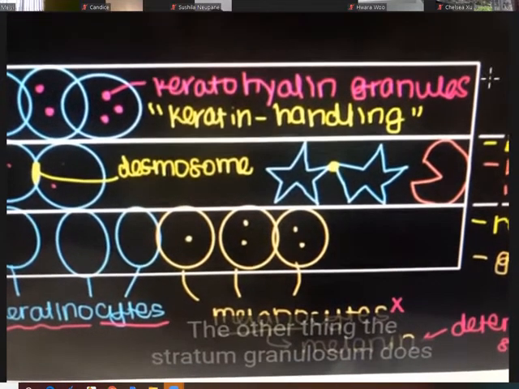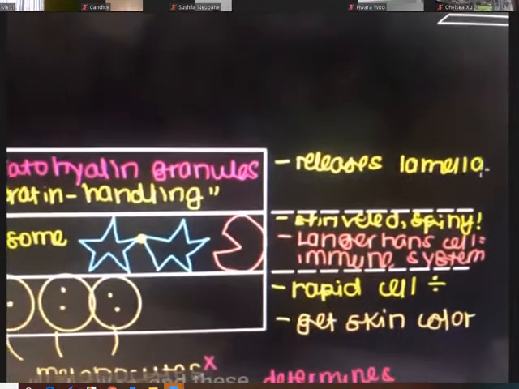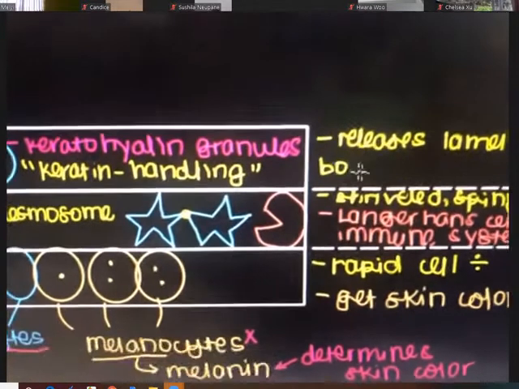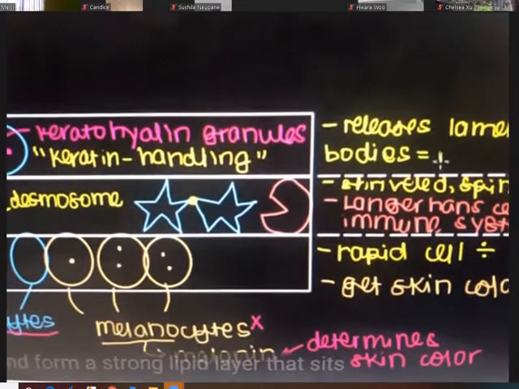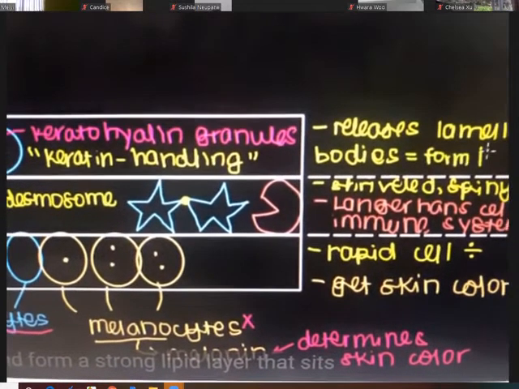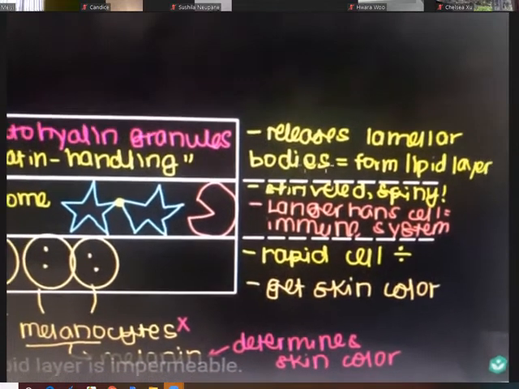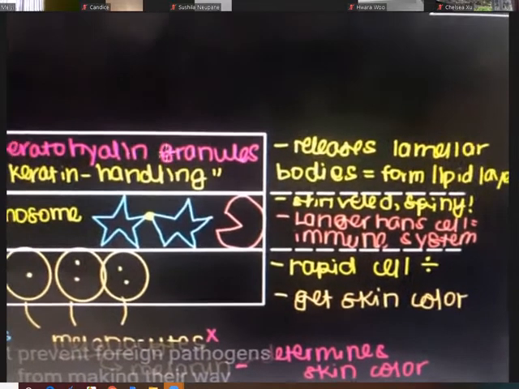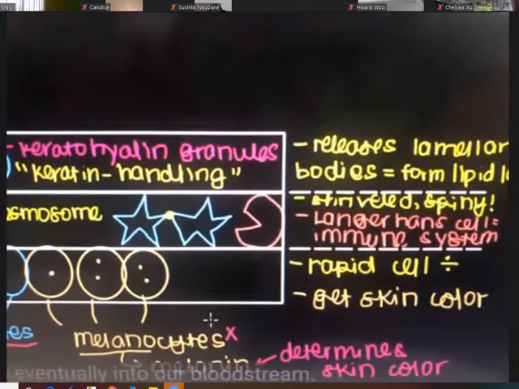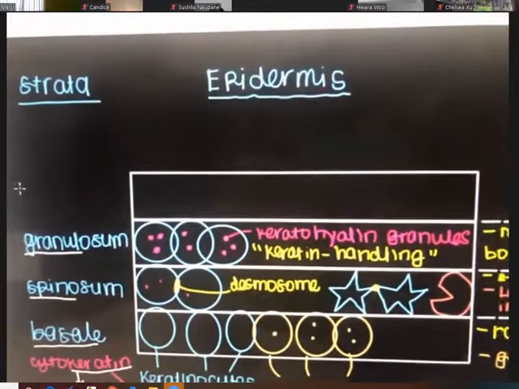The other thing the stratum granulosum does is that it releases these things that are called lamellar bodies. And these lamellar bodies contain a whole bunch of lipids that then come together and form a strong lipid layer that sits at the top of our skin. This lipid layer is impermeable. It gives the skin its watertight capabilities that prevent foreign pathogens from making their way down deeper into our skin and eventually into our bloodstream. And so from there, we go to our next layer up to the stratum lucidum.